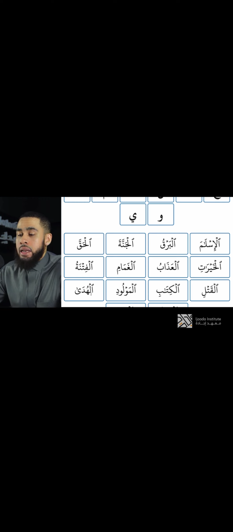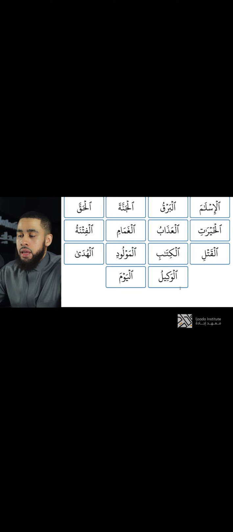Al huda. And don't forget, this is an alif maqsura. It's another long alif, right? It's alif just sitting on a ya, right? Al huda. Next one.